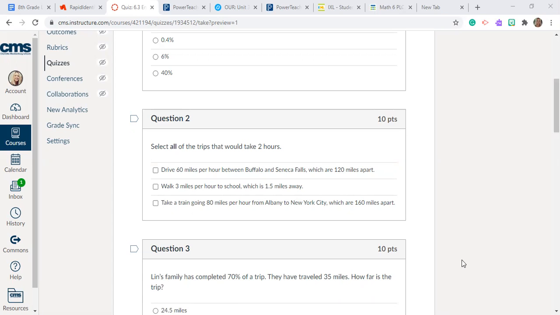Those cities are 120 miles apart. Walk 3 miles per hour to school, and school is 1.5 miles away. Take a train going 80 miles an hour from Albany to New York City, which are 160 miles apart. Pause and do the work in your notebook.